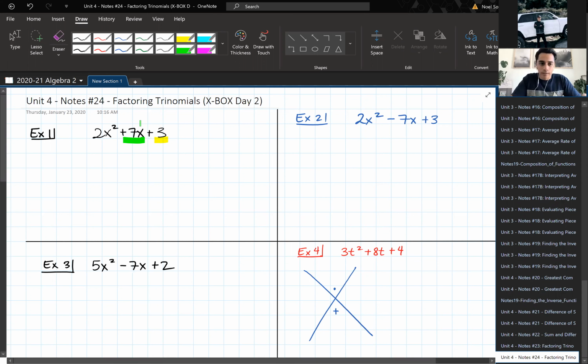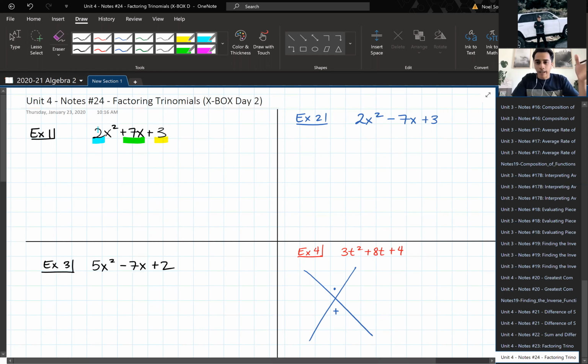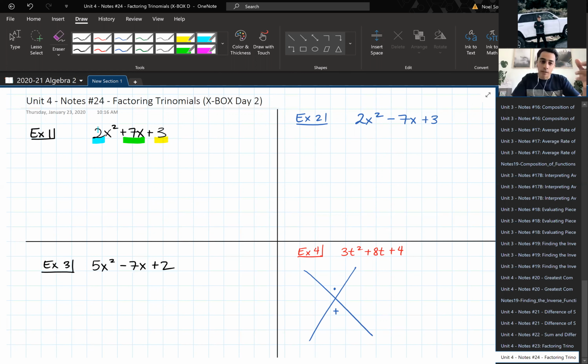Now, the reason why today's factoring is a little more complex is because the leading term is no longer a one. In the first set of notes that we looked at, the leading coefficient was almost always a one. And so it was very easy to just focus on the factors of the last term and have them add up to be the middle term. We knew right away the first term is probably just x times x. We didn't have to think about it. But now we're always going to have a leading coefficient that is not one.